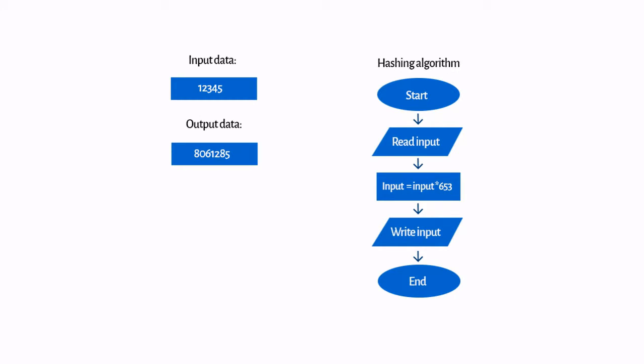So right here, we have a very simple example. The input data is 1, 2, 3, 4, 5. The output data is 8061285. So the hashing algorithm would start. It would read the input, take the input times 653, then write out the result and end. Obviously a more advanced hashing algorithm wouldn't just multiply by a number, it would do some other crazy stuff. But this basically means it's infeasible to invert that and bring it back to its original state without knowing that it was multiplied by 653.